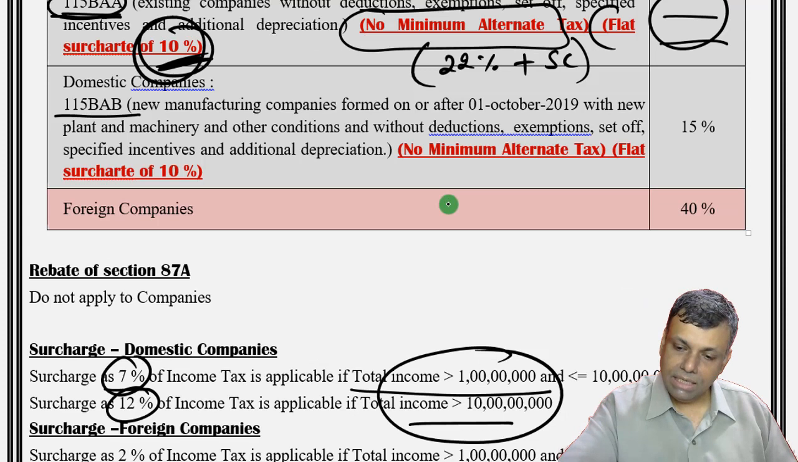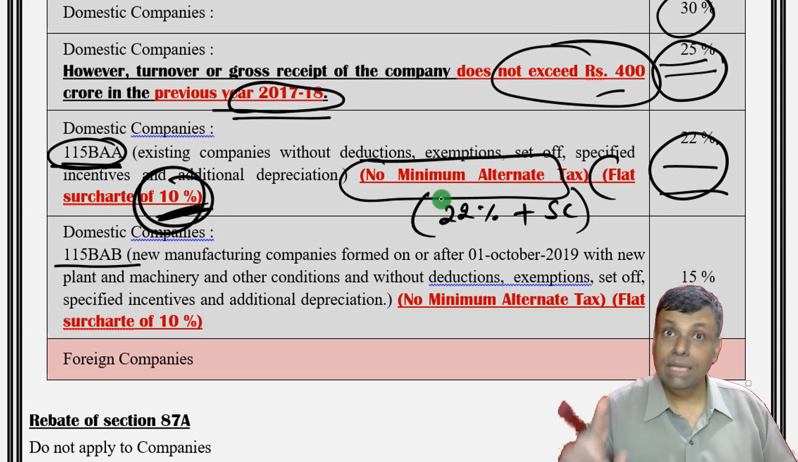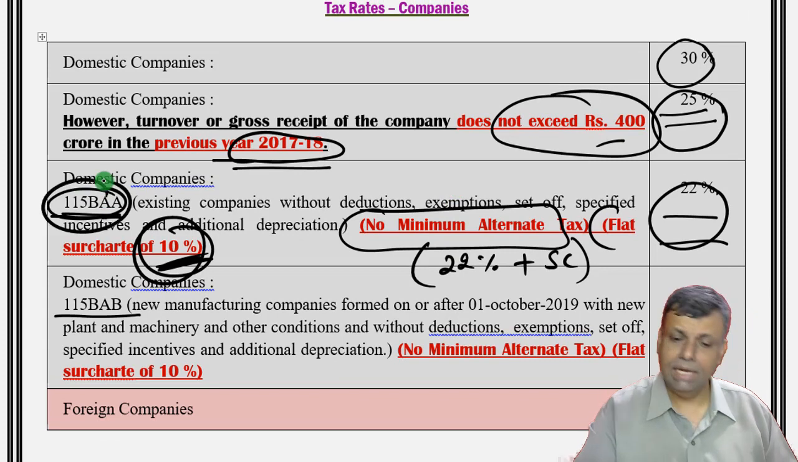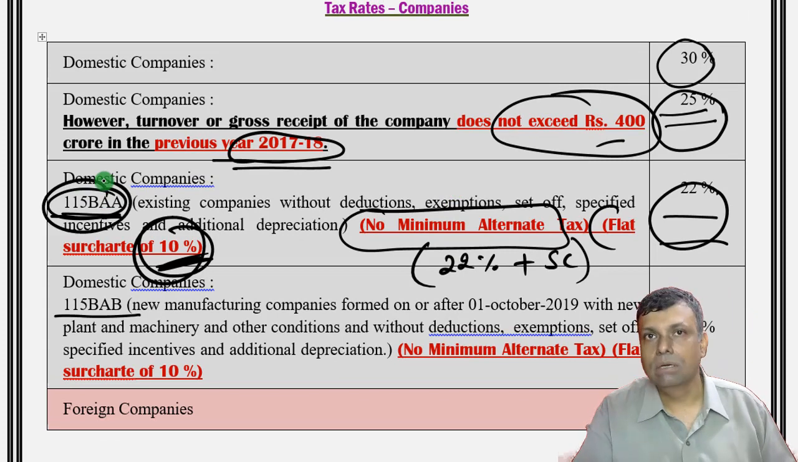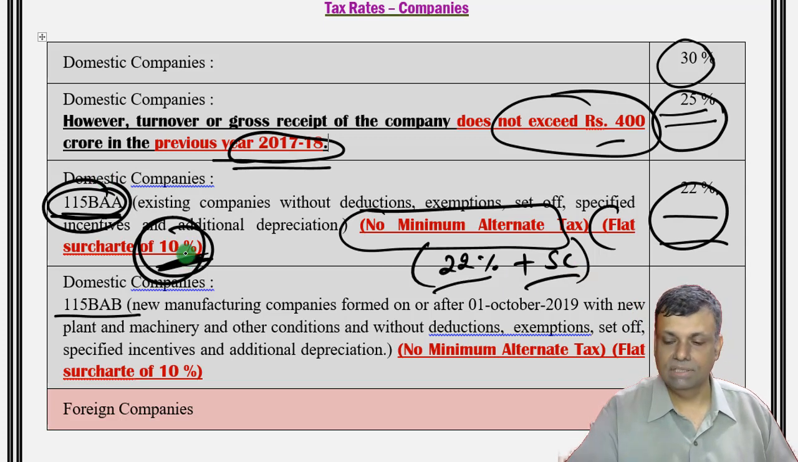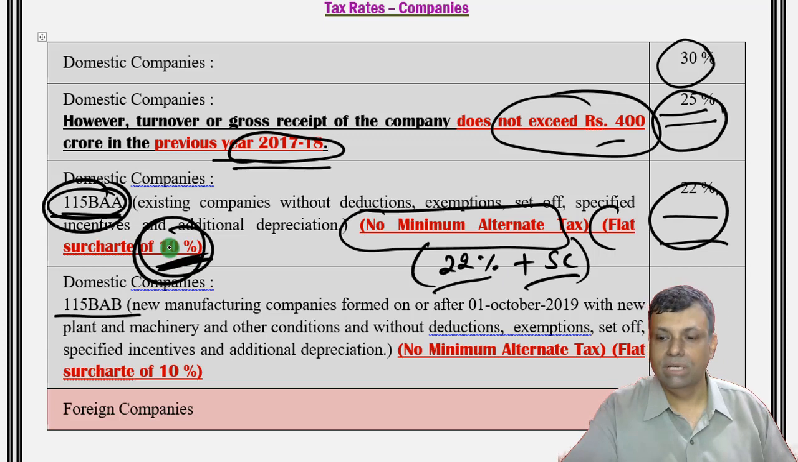But if you are covered by 115BAA, no matter whatever your income is, supposing your income is only 10 lakhs of rupees, still it will be 22% plus the surcharge of 10%. That is what is specifically provided in the Finance Act.